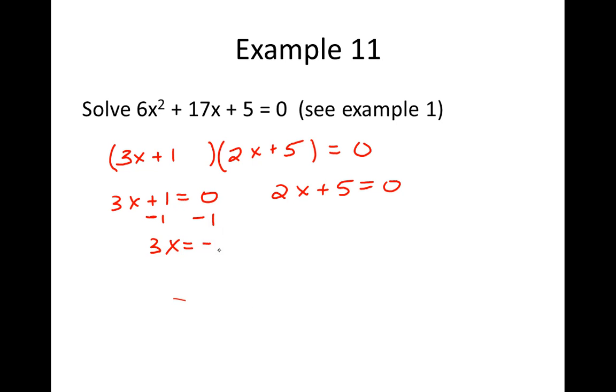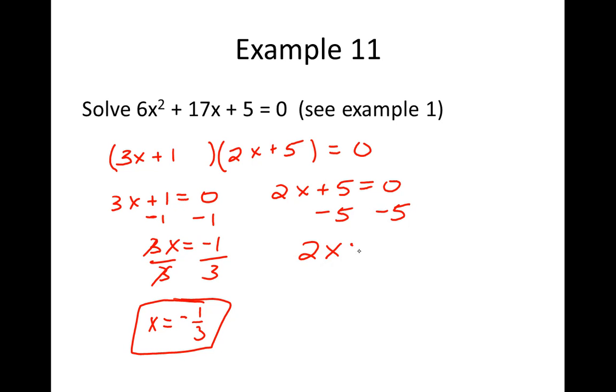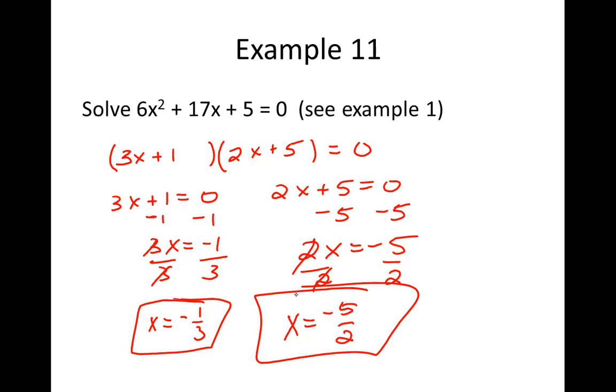So minus 1, 3x is a negative 1, then divide by 3. So we get x equals negative 1/3. Subtract 5, 2x is negative 5, divided by 2, x is negative 5 halves. You can plug both of these in, make sure they work.